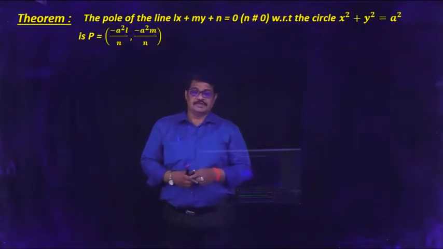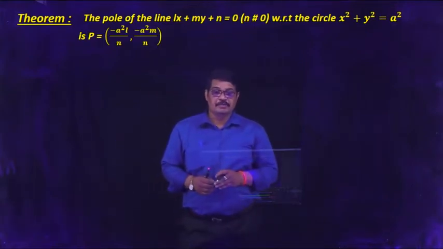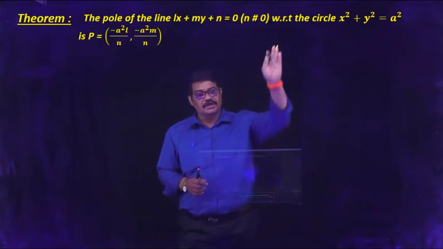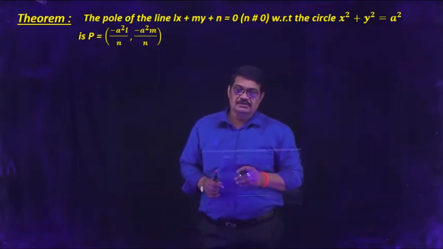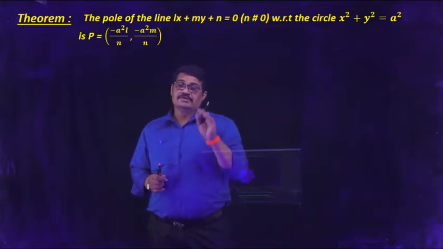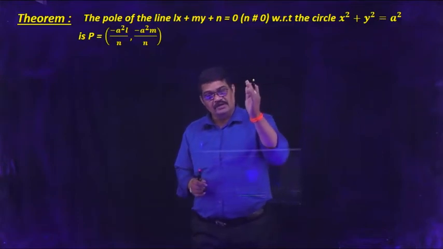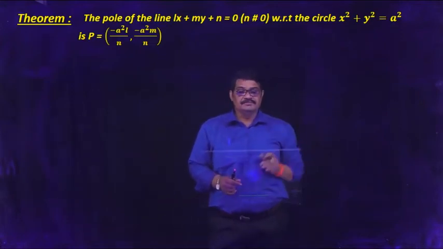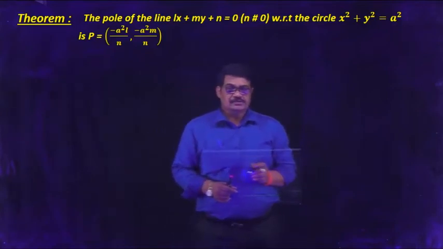Next, the theorem. The pole of the line Lx plus My plus n is equal to 0, where n is not equal to 0, with respect to the circle x square plus y square is equal to a square is the formula P is equal to (minus a square L by n, minus a square m by n). This is the formula for finding the pole of the line Lx plus My plus n is equal to 0 with respect to the circle x square plus y square is equal to a square. So this is the theorem. See the proof.